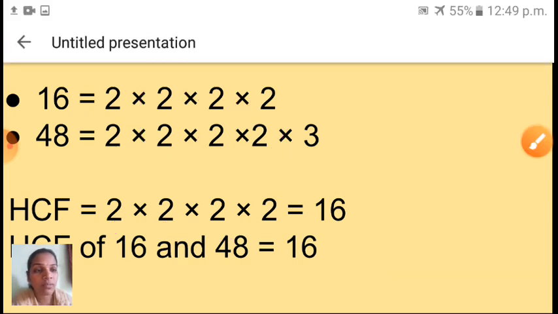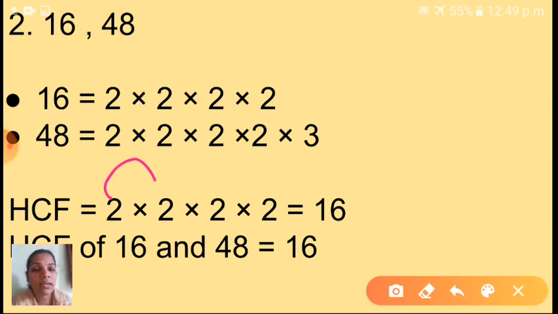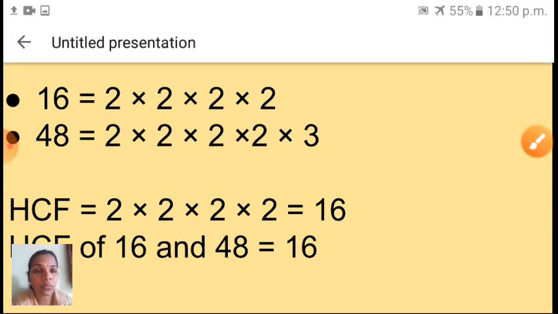How will 16 come here children? See, 2 2s are 4, 4 2s are 8, 8 2s are 16. Okay, so the highest common factor of 16 and 48 is equal to 16. I hope you understood this one. This method is easy now children. Yes, you have to practice at home. Okay.